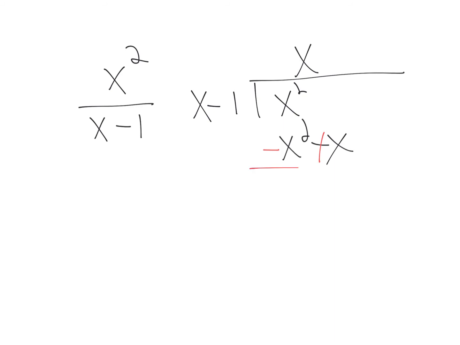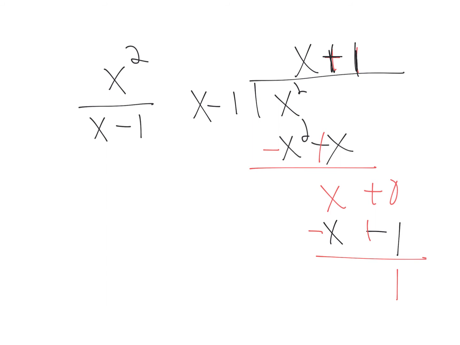Arithmetic, right? We subtract. Now the x squareds are gone, I'm left with x, and I'm going to bring down a 0 just as a placeholder. So then I ask myself, what times x is x? Well, that just happens to be 1. So plus 1 here. Let me write that in black, okay? So 1 times x minus 1 is x minus 1, and then we change our signs, right? So I'm left with the remainder of 1.